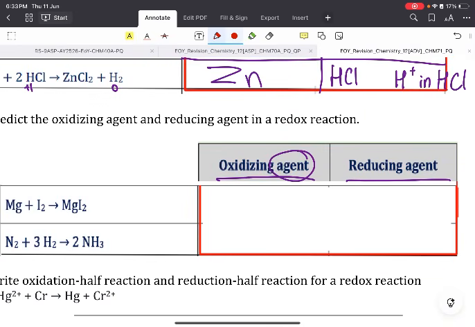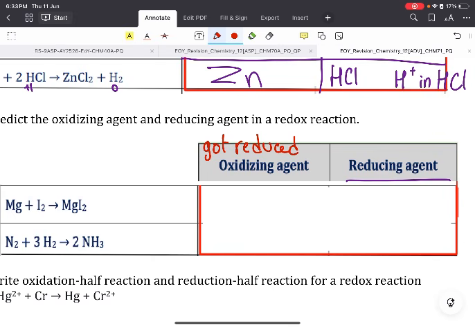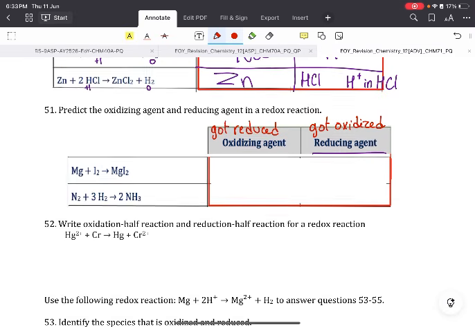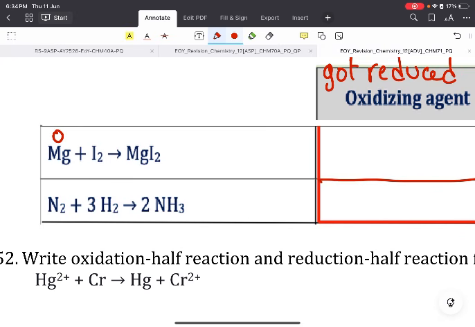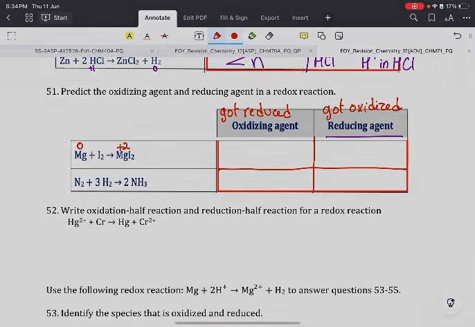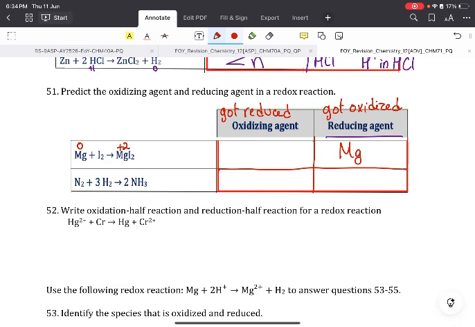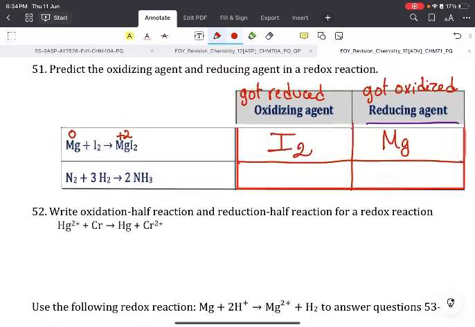So, when they ask me about the oxidizing agent, it's the species that got reduced. And the reducing agent, it's the species that got oxidized. So again, I'm gonna solve it the same way as the previous question. This is 0, elemental form. This is group 2 in a compound, it's +2. So Mg got oxidized. So Mg is the reducing agent. Again, you never choose from here. Never. Now, if Mg is the reducing agent, then I2 is the oxidizing agent.